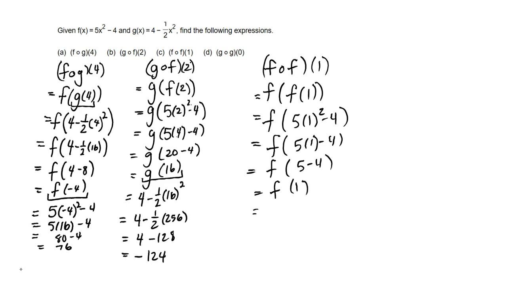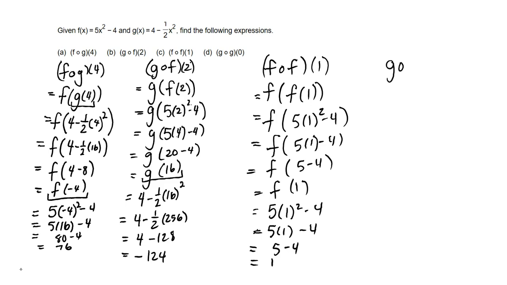Then we want to work out f of 1. That's 5 times 1 squared minus 4. 5 times 1 minus 4. 5 times 1 is 5. And 5 minus 4 is 1.